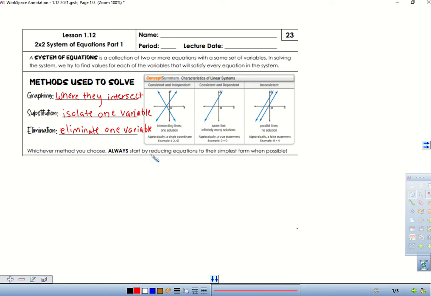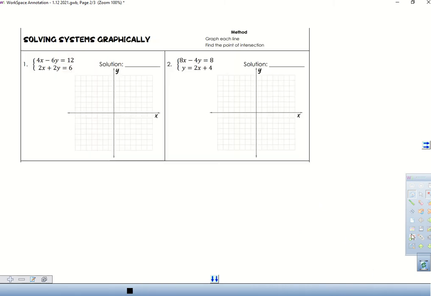A consistent dependent system is basically where one line overlaps the other line completely, and we call that infinitely many solutions because they're basically the same equation. And then lastly, we can have an inconsistent solution, which is when two lines are parallel, therefore they never intersect. Okay, so these are the systems of linear equations that can happen. Whichever method you choose, always start by reducing equations to their simplest form when possible.